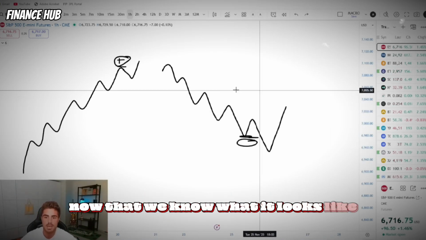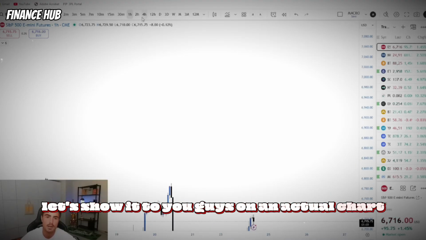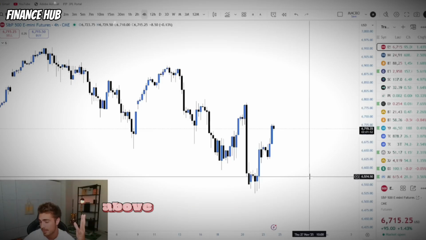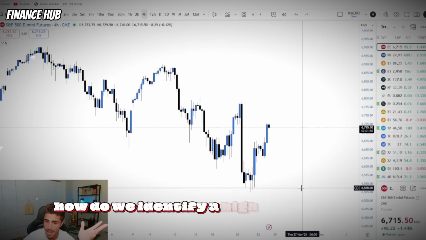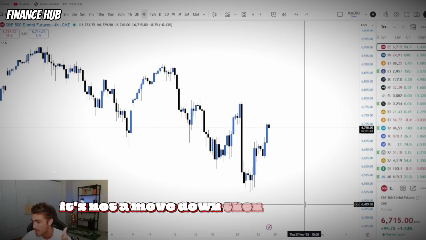Now that we know what it looks like on a squiggly line chart like I've drawn here, let's show it to you guys on an actual chart. Again, we want to remember where liquidity lies: above highs and below lows. How do we identify a high in the market? A move up, then a move down. How do we identify a low? A move down, then a move up, okay? It's not a move down, then a move down.